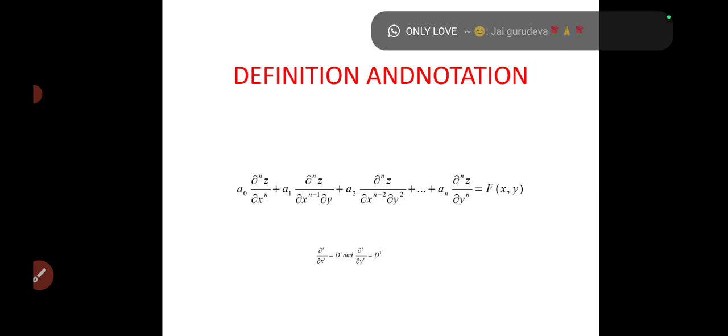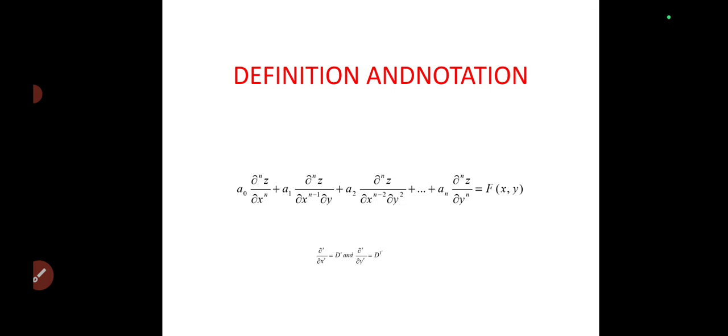An equation of the form a naught into ∂^n z by ∂x^n plus a1 into ∂^n z by ∂x^(n-1) ∂y plus a2 into ∂^n z by ∂x^(n-2) ∂y² plus so on so forth plus an into ∂^n z by ∂y^n equal to capital F of x comma y.